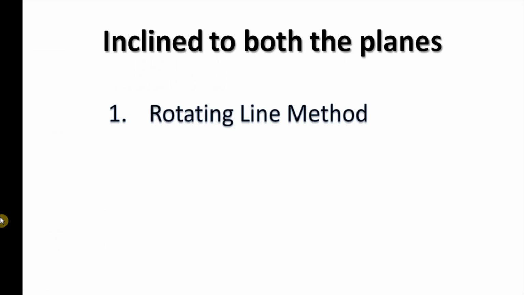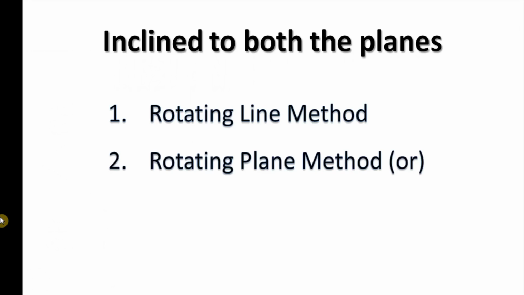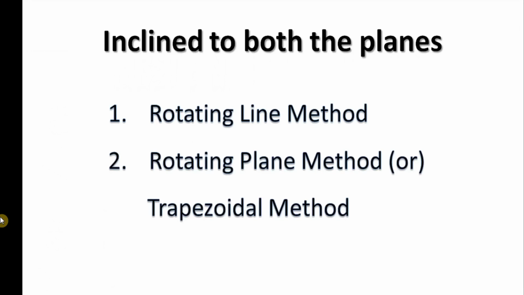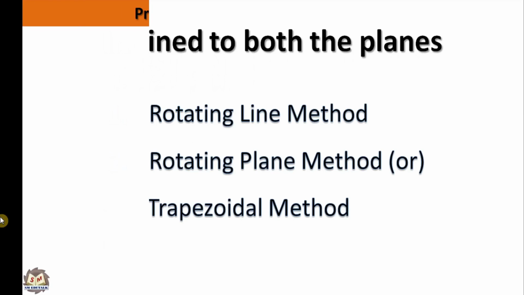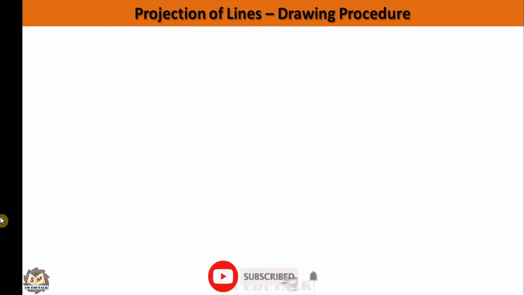In projection of lines, the questions will be asked from the fourth line position only, that is, inclined to both the planes. There are two methods to draw the projections of the line. 1. Rotating line method. 2. Rotating plane method or trapezoidal method. But the syllabus covers the rotating line method only. Now we are going to see the step-by-step drawing procedure to draw the projections of the line using the rotating line method.